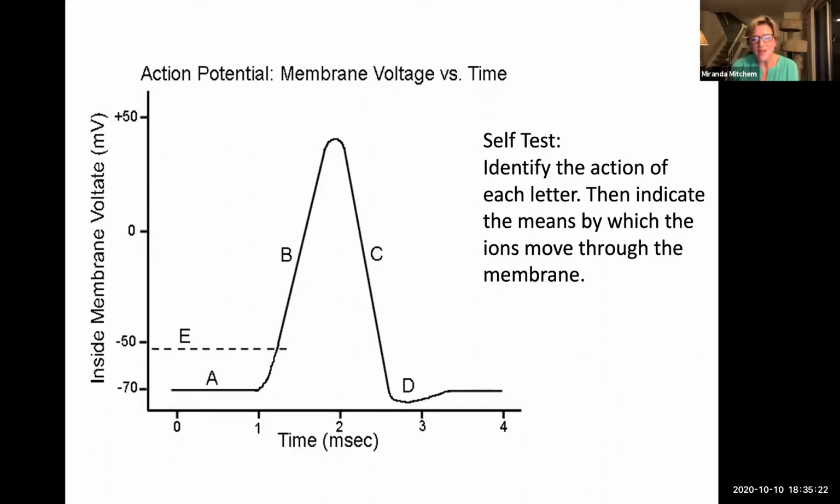This is here for you to label. So you have a blank EMG graph to label.